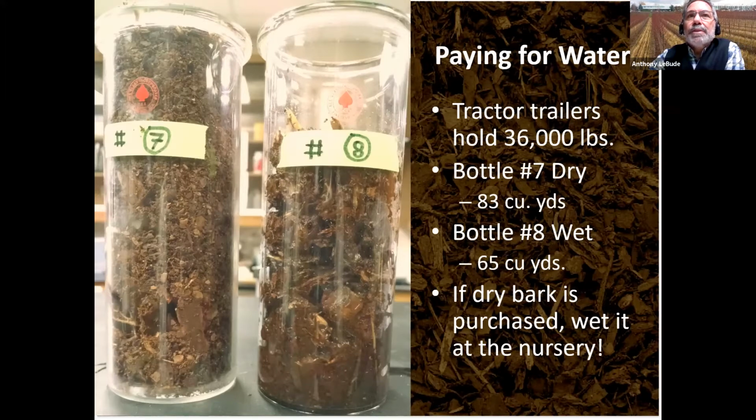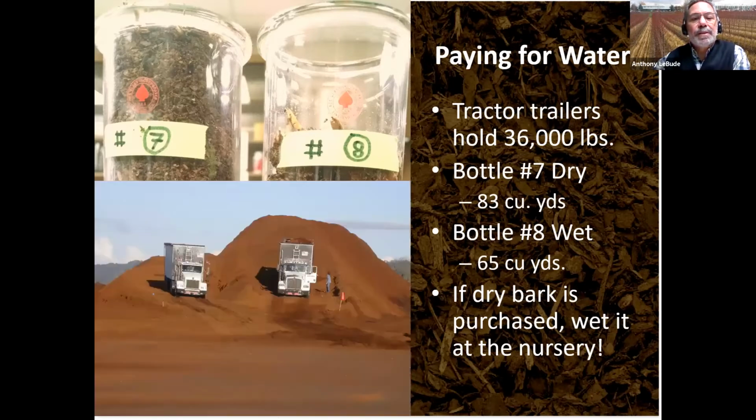But then they also may pot plants up with that dry bark and then try to irrigate it to wet it once it's in the container, and that can cause dry patches or preferential flow in the containers. So if you do purchase dry bark, you definitely have to wet it at the nursery, either before potting or at potting, but make sure that the irrigation, especially drip irrigation, has enough coverage to do that.